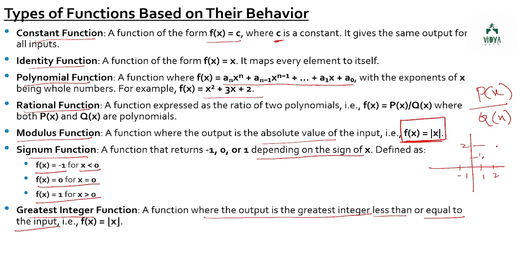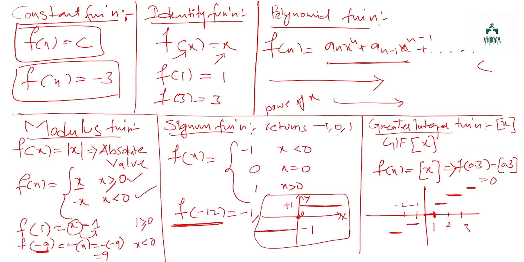If I give -1, I get only 1. If I give -2, I get only 2. That means this is the graph. This is the modulus function, and the signum function. You understood this one, and the greater integer function, this one. Hope you understood. These are the basic and important things for your exam.